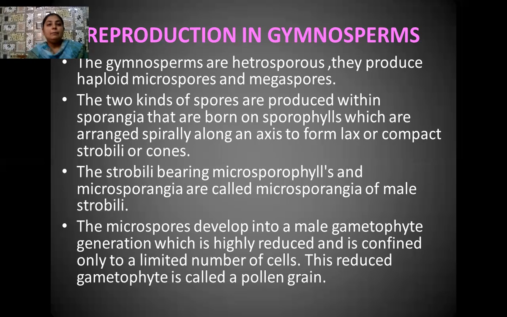So on the branches which contain microsporophylls, male strobili are there, and on the branches which contain megasporophyll leaves, the female strobili get born. Now when you open this male strobilus, what you see is a structure present inside, and that is known as microsporangia. And when you open this microsporangia, a cluster of cells is present.